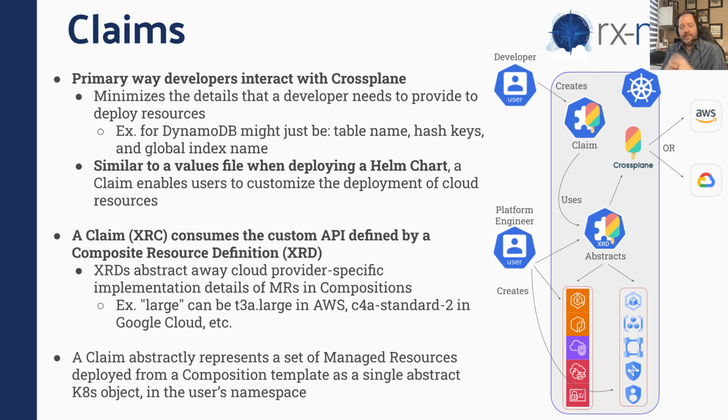And so that claim then really essentially abstractly represents a set of managed resources deployed from a composition template as essentially a single abstract Kubernetes object. And it exists in the user's namespace. So one of the things that Crossplane does is compositions, the managed resources, those types of things are not specific to the user's namespace. Just the claim is, right?